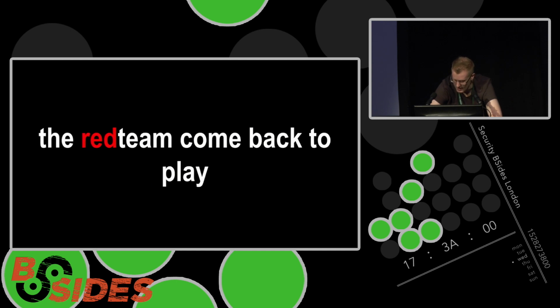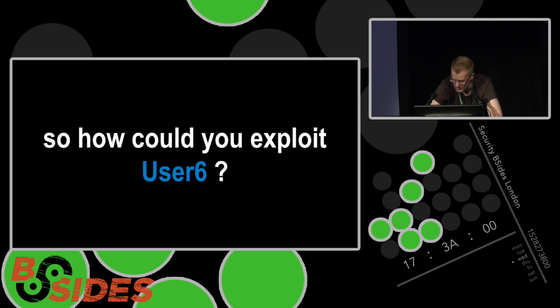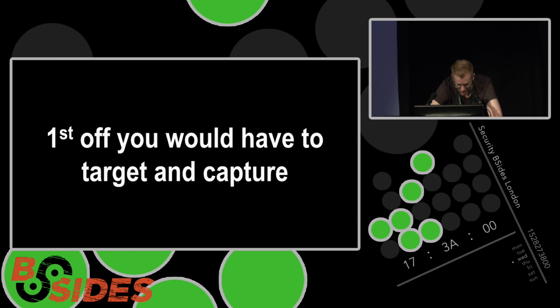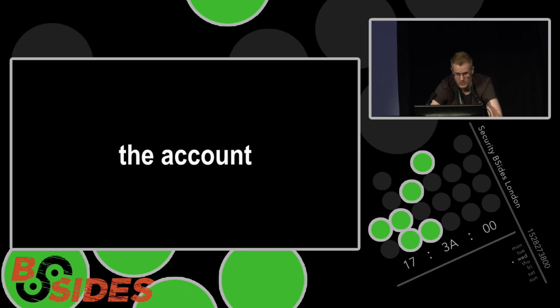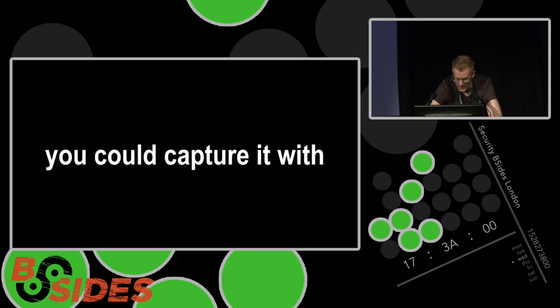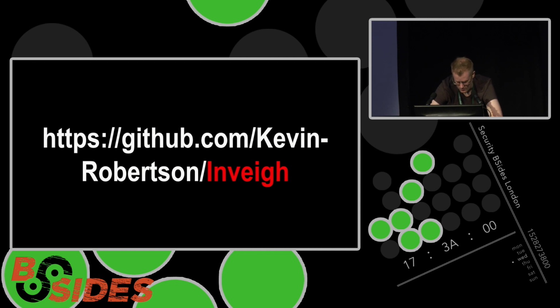The red team come back and play. So how can you exploit user 6? First off, you'd have to target and capture the account. Now, there are multiple ways to do that. I discussed it earlier. You could look on a file share and hope that you could spot them somewhere. You could go up and rip out their local hashes and exploit it some way. You could use Mimikatz for that. It wouldn't be a domain admin. Yeah, you could use Mimikatz. You could also use this, which is Responder for PowerShell.